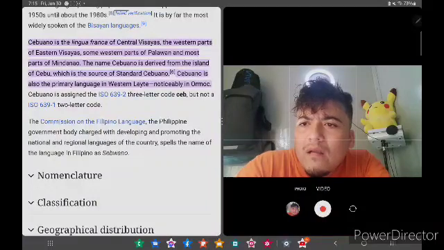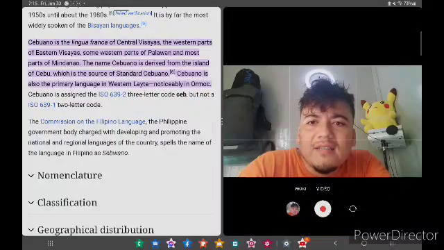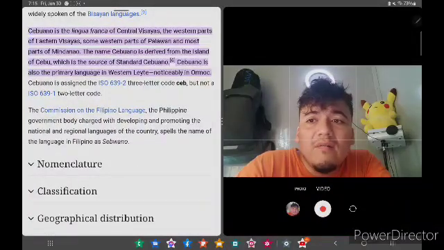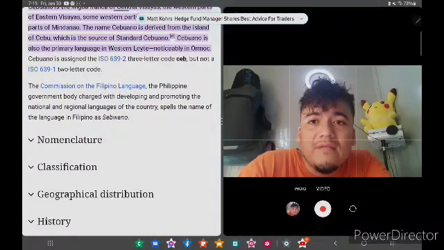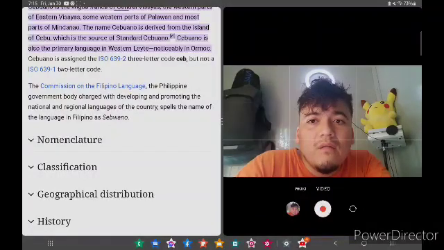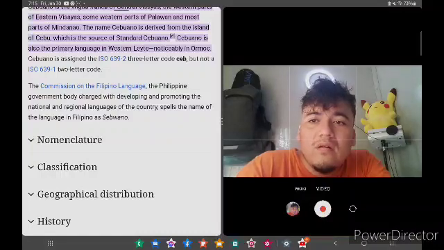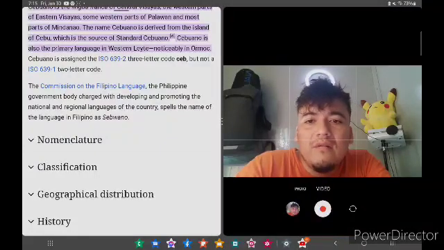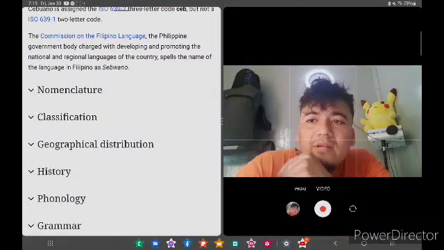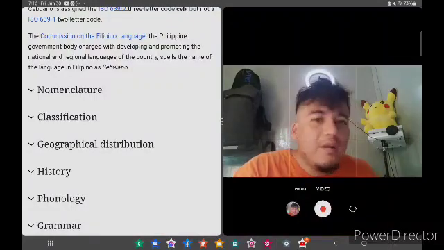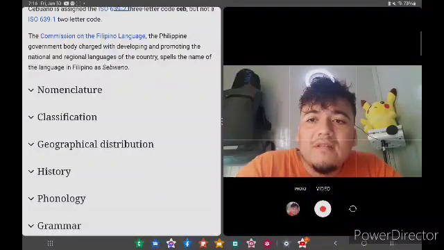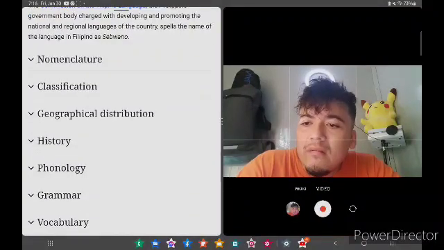Okay, yeah, on the purple. Cebuano is the lingua franca of Central Visayas, the western parts of Eastern Visayas, some western parts of Palawan, and most parts of Mindanao. The name Cebuano is derived from the island of Cebu, which is the source of standard Cebuano. Cebuano is also the primary language in Western Leyte. Cebuano is assigned the ISO 3-letter code CEB, but not the 2-letter code. The Commission on the Filipino Language, the Philippine government body charged with developing and promoting the national and regional languages of the country, spells the name of the language in Filipino as Sebwano. Wow, I didn't know that.